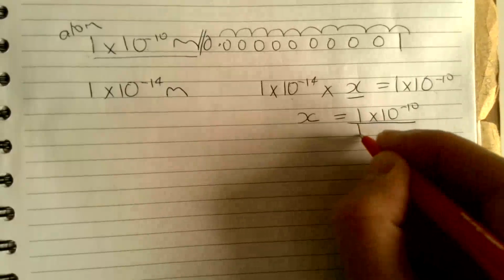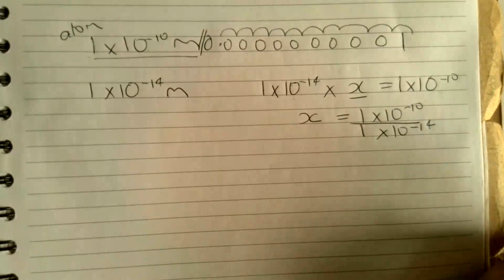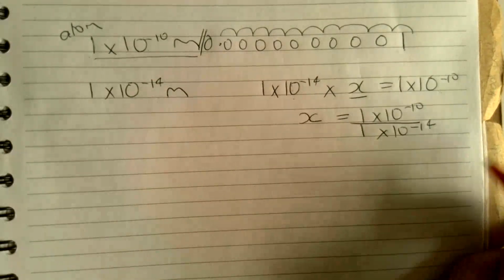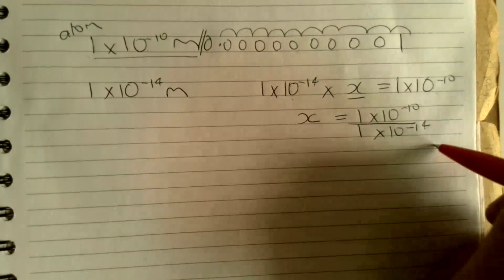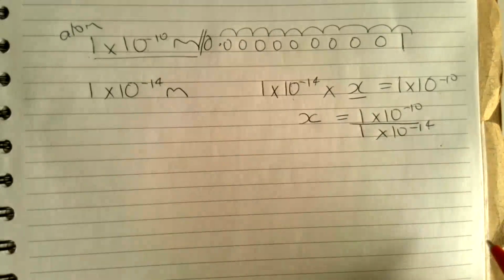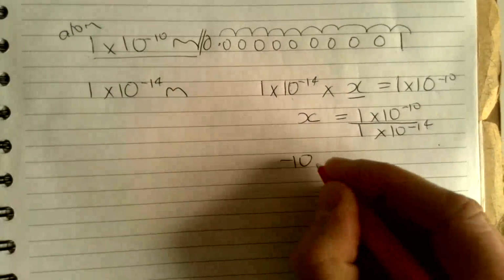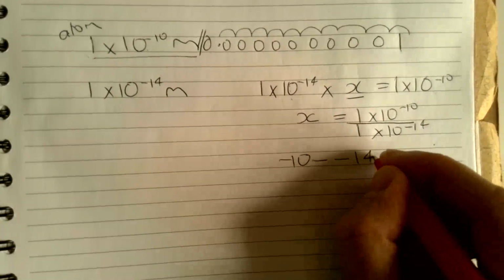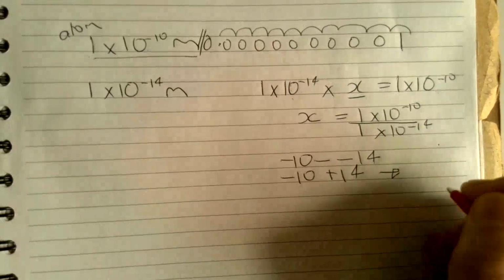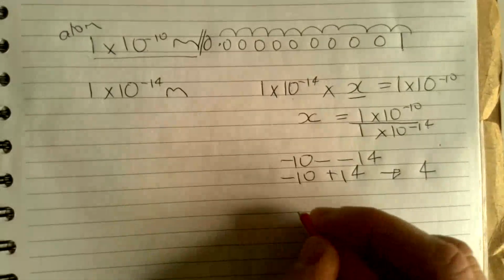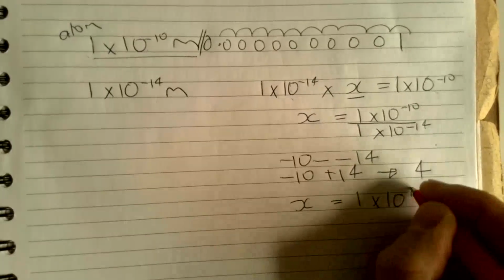So what we'll end up with is 1 times 10 to the minus 10 over 1 times 10 to the minus 14. So what happens when you're manipulating standard form? If you're dividing one number by another, you take away the powers. So we have a power of minus 10, take away a power of minus 14. So we've got minus 10 plus 14. Therefore, we're going to have a power of 4 after all. So x is equal to 1 times 10 to the 4.